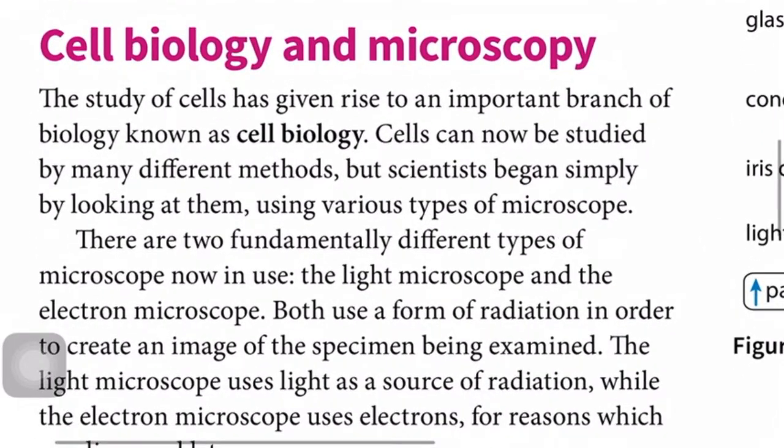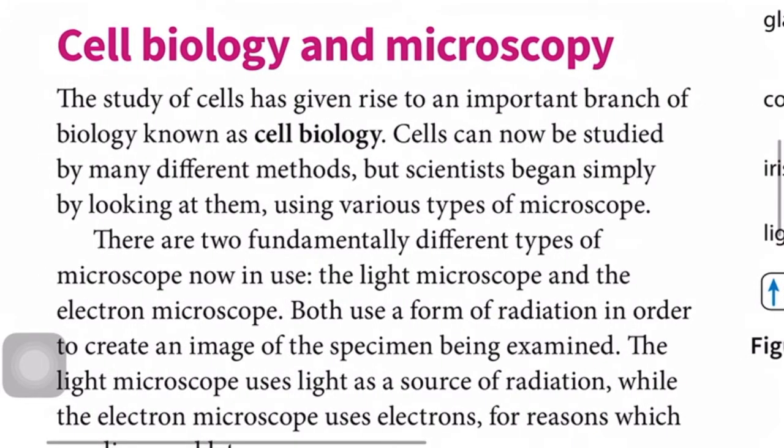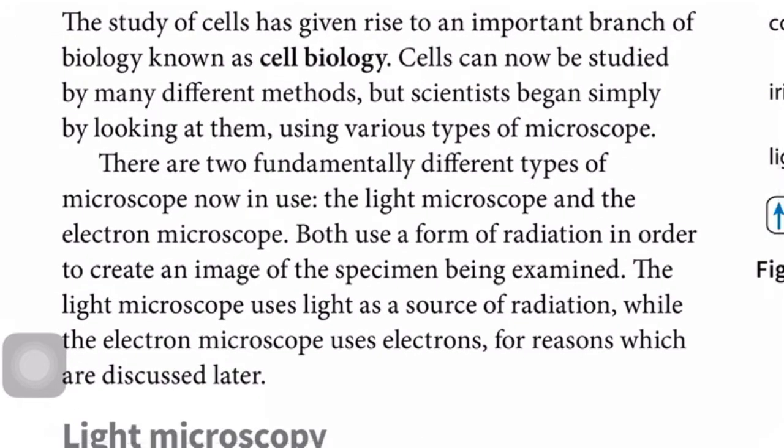So, cell biology and the microscope. The study of cells has given rise to an important branch of biology known as cell biology. Cells can now be studied by many different methods, but scientists began simply by looking at them using various types of microscopes. There are two fundamentally different types of microscope now in use: the light microscope and the electron microscope. Both use a form of radiation in order to create an image of the specimen being examined. The light microscope uses light as a source of radiation, while the electron microscope uses electrons, for reasons which are discussed later.